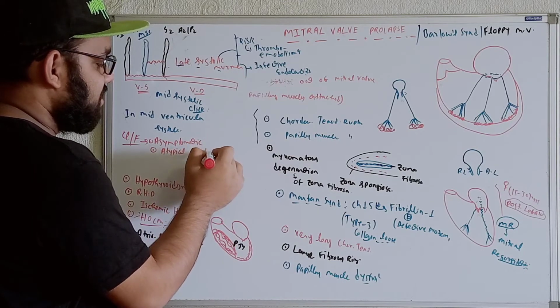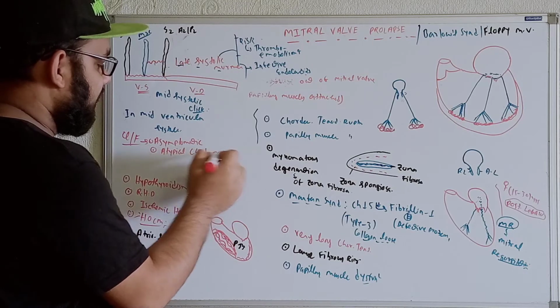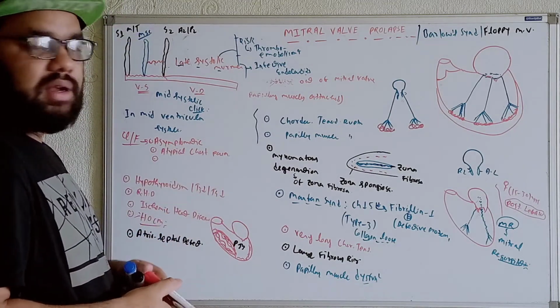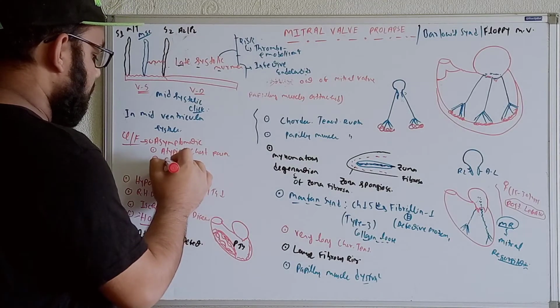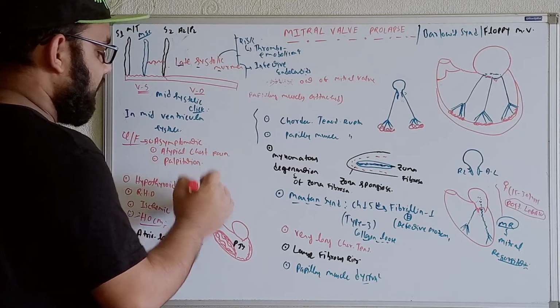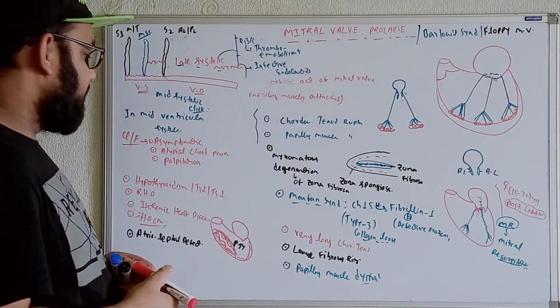Atypical chest pain. Another thing we can get over here is palpitations. So you can get palpitations over here also. Palpitations mean, in our own words, an unpleasant awareness of the heartbeat.